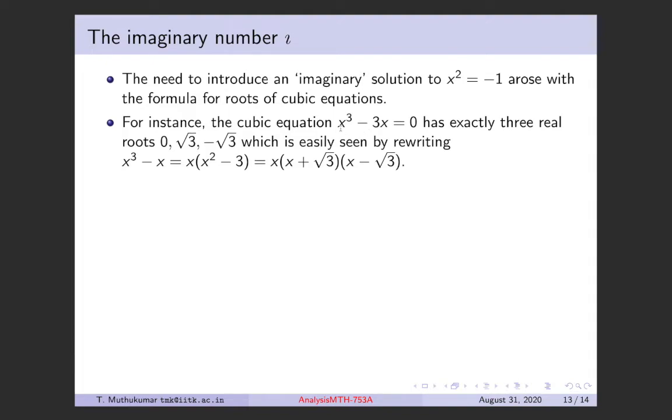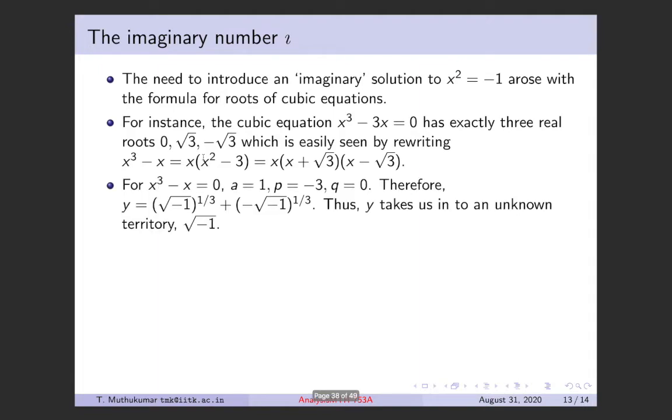And you see, this is a real equation. When I say real equation, I mean it's a polynomial with real numbers as its coefficients, and the roots are also all real numbers. So it's a real polynomial with real roots. Now let's try getting these roots using the formula we derived in the previous slide. You know what a, b, c, d are here. A is 1, b is 0, c is minus 3, and d is again 0.